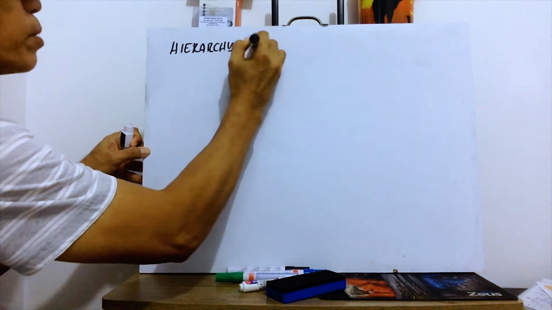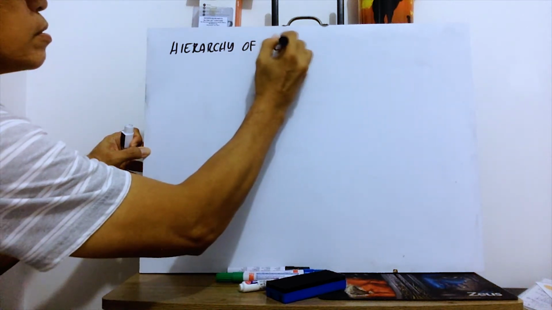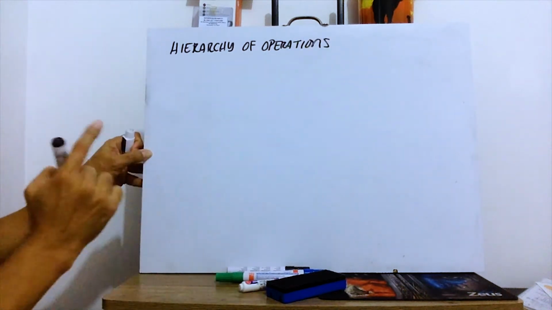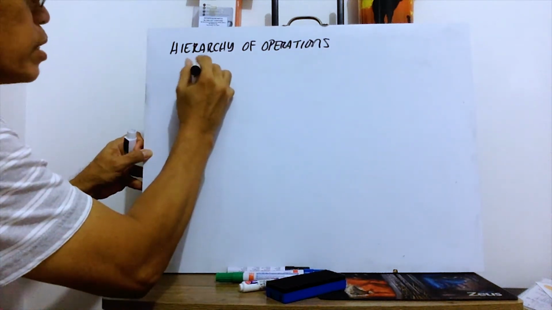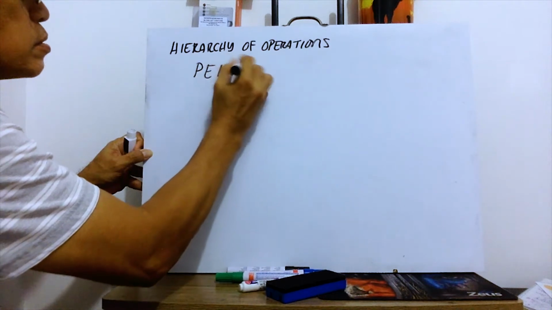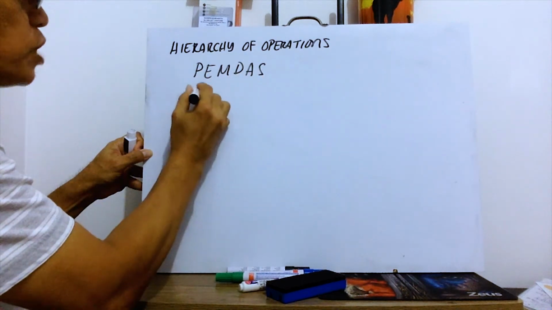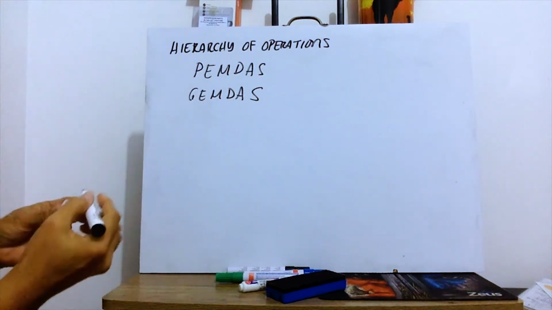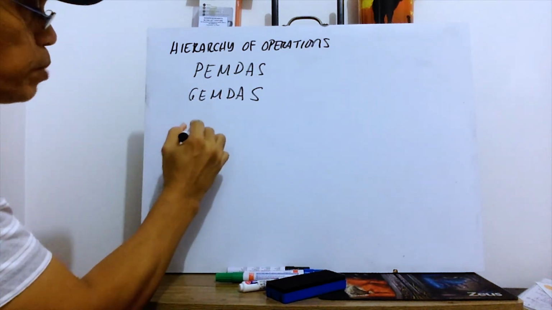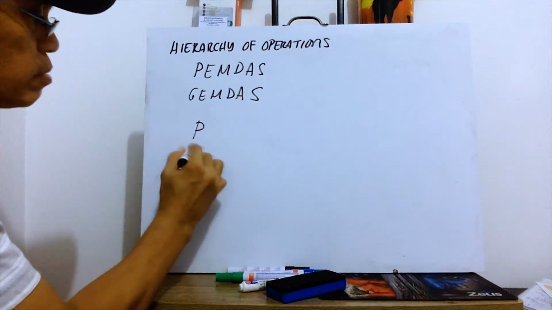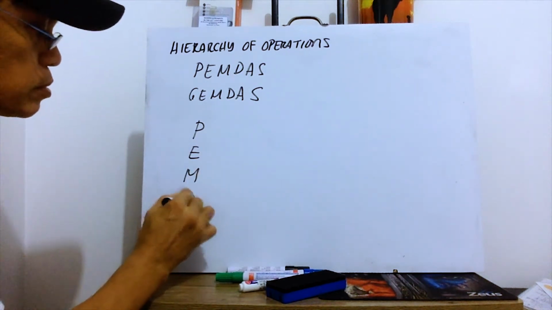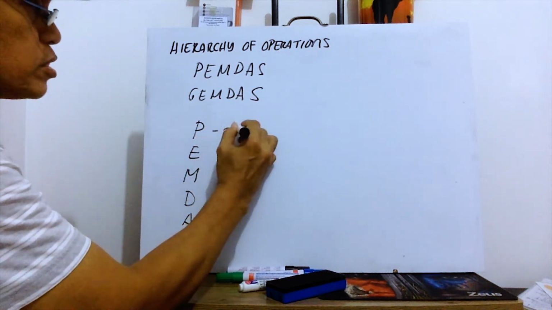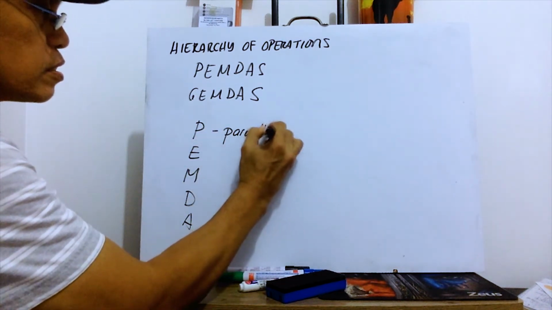Hierarchy of operations. Now, this is actually PEMDAS or GEMDAS. So P, E, M, D, A, S. P means parenthesis.